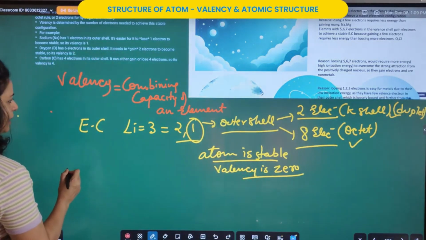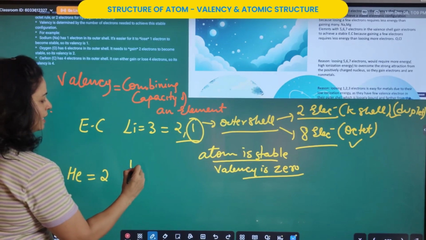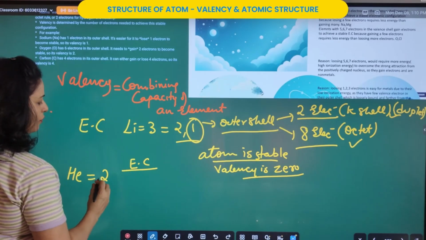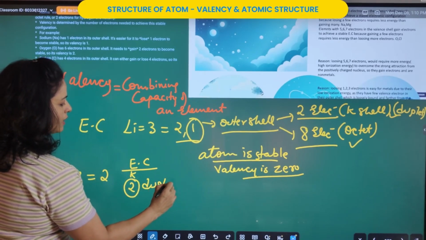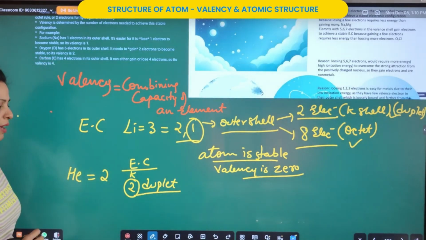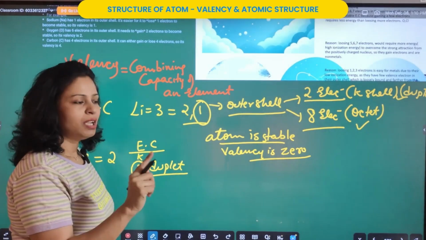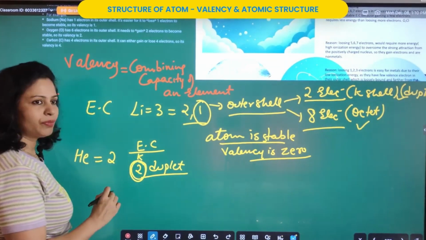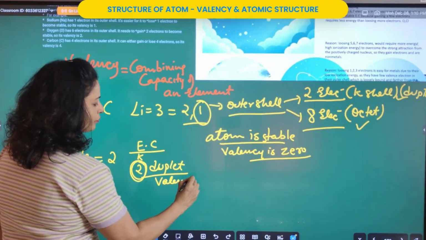Suppose I give you an example, helium. Helium's atomic number is 2, so its EC will be what? Electronic configuration will be K shell filled with 2 electrons, right? So this is a very good example of duplet. Helium has a duplet configuration where its outermost shell, here it has only one shell, which is filled with 2 electrons, and so its valency will be 0.